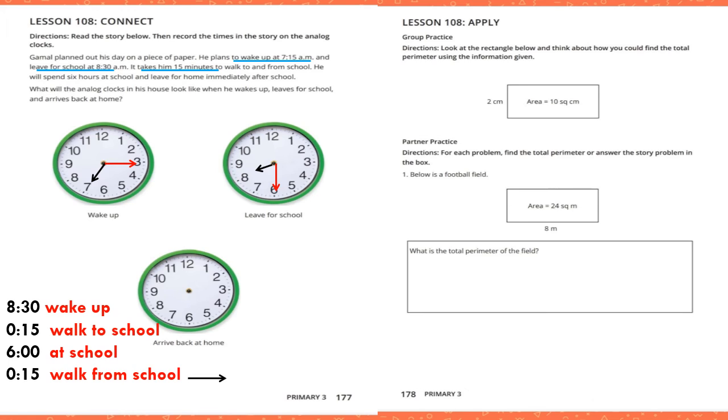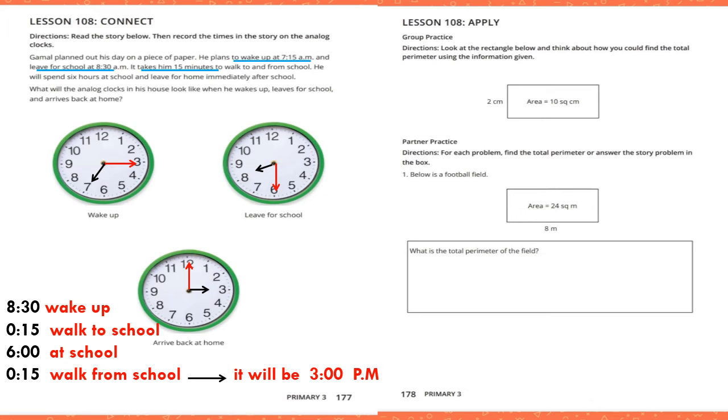He left at 8:30. 15 minutes walk to school, 6 hours at school, and 15 minutes walk from school. So he will arrive at 3 p.m. Short hand on 3 and tall hand on 12. Now let's move to the apply part.